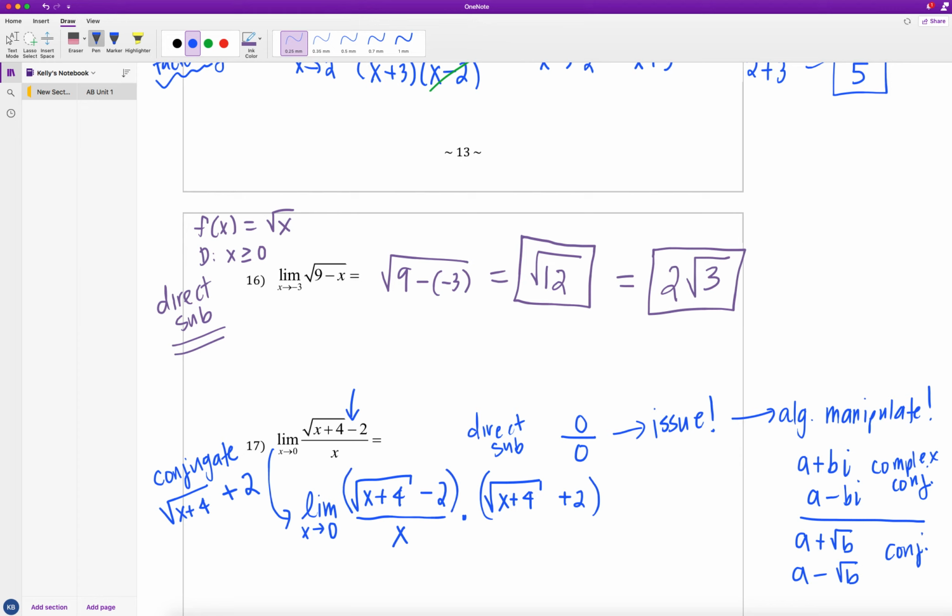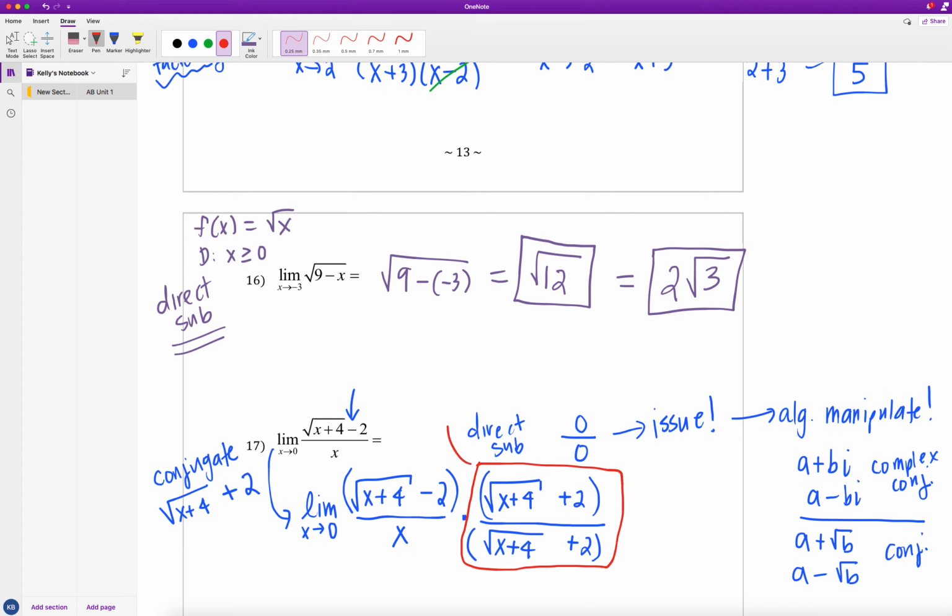But it's not fair for me to just multiply the numerator by the conjugate because I'd be changing the problem. Instead, I have to also multiply the denominator by the conjugate, so that technically all I'm doing here is multiplying by the number 1. So what I've done here, I'm going to box it in red.